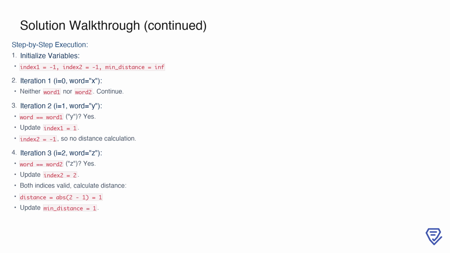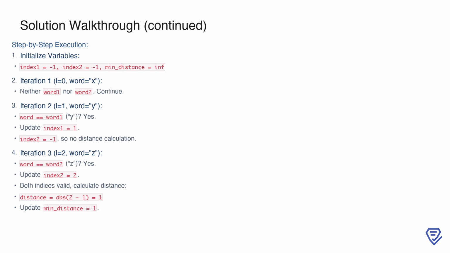As always, we begin by initializing index 1, index 2, and min_distance. At index 0, the word is X, which doesn't match either target word, so no updates are made. At index 1, we find Y, which matches word 1, so we update index 1 to 1. Since index 2 is still -1, no distance is calculated. At index 2, we encounter Z, which matches word 2, so we update index 2 to 2.